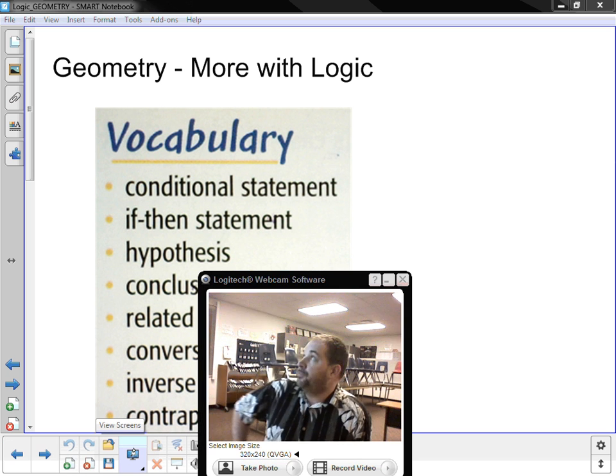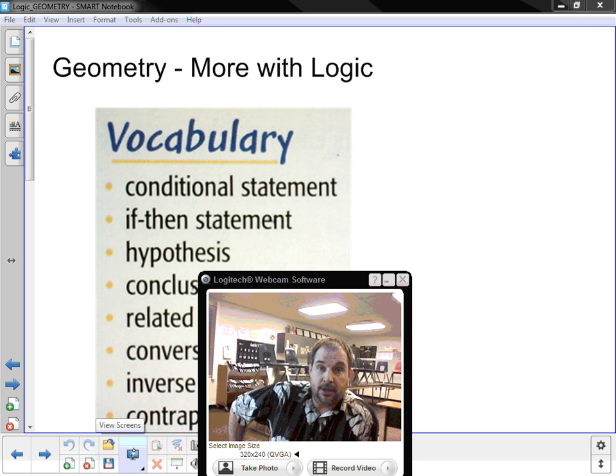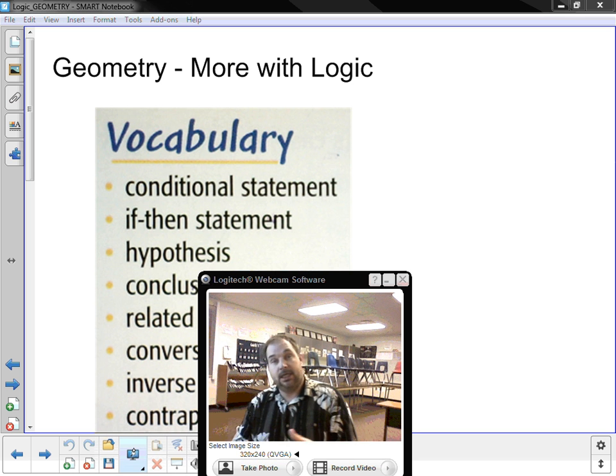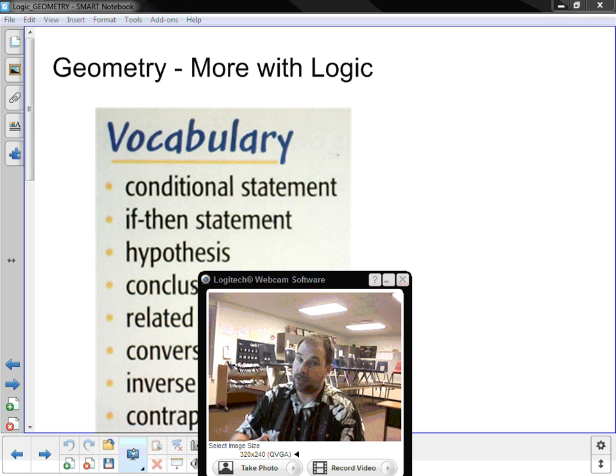Okay, geometry. We got more with logic to deal with here. We're still going to use our statements like we did in the last section, where P is a statement that has a true or false value, and Q is a statement that has a true or false value. But we're actually going to give names to our P and Q. They're not just going to be P and Q. They're going to be something a little bit different. We're going to have a name for them. That's what we're going to find out in this video.